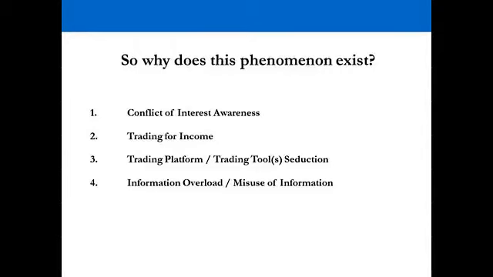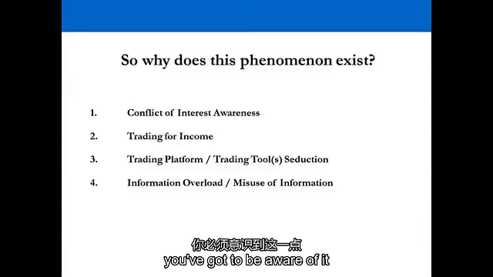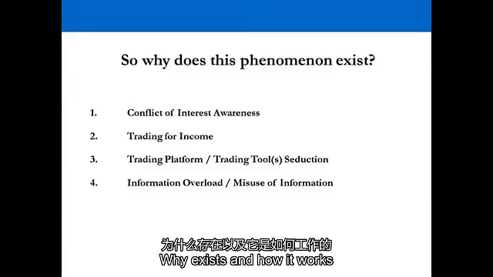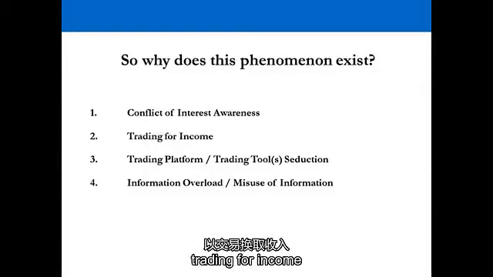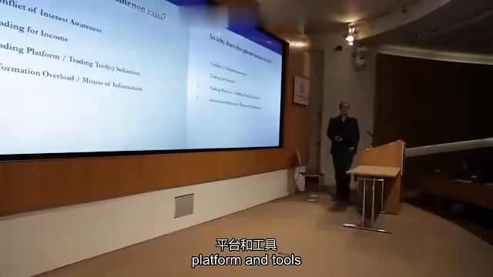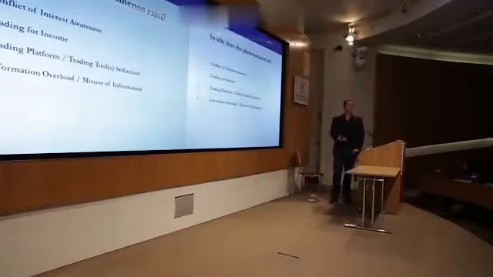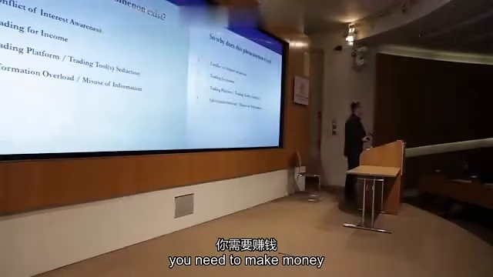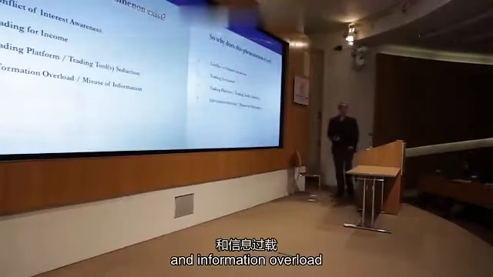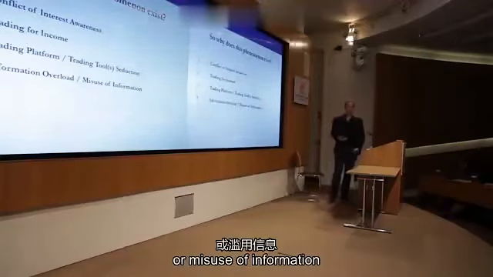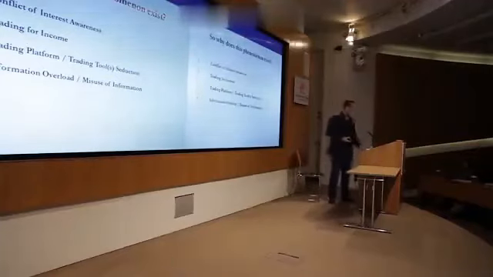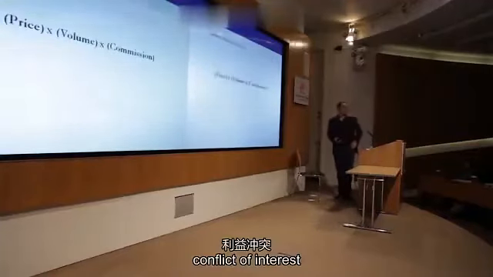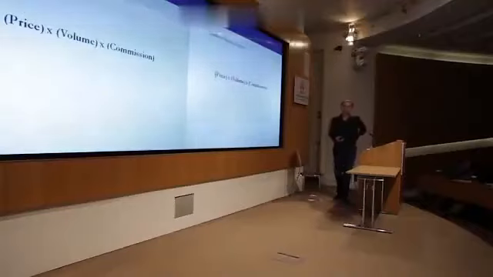So why does it exist? Conflict of interest, you've got to be aware of it, why it exists and how it works. Trading for income, platform and tool seduction, as in believing that a piece of software is going to give you all the answers you need to make money, and information overload, or misuse of information. Conflict of interest awareness.